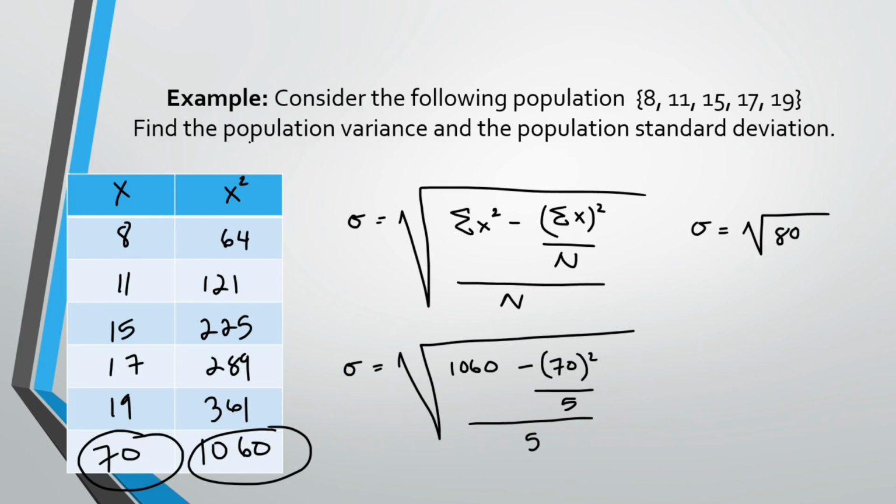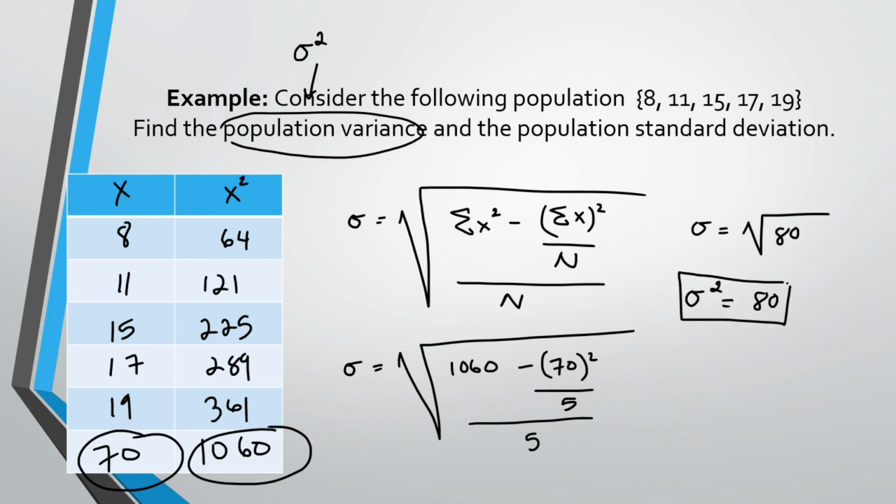Now, what I like to do is calculate the population variance first. Now remember, the population variance is sigma squared. So all I have to do to calculate that is to square both sides, and that's going to give us sigma squared, or the variance, is equal to exactly 80. Now to calculate the standard deviation for the population, we'll just take the square root of 80, and that gives us approximately 8.944.